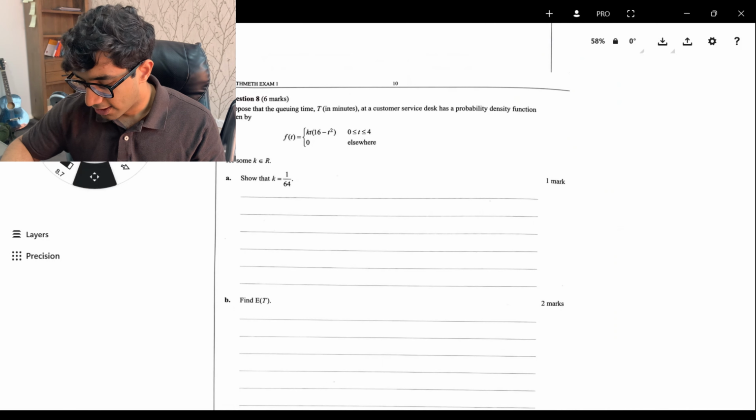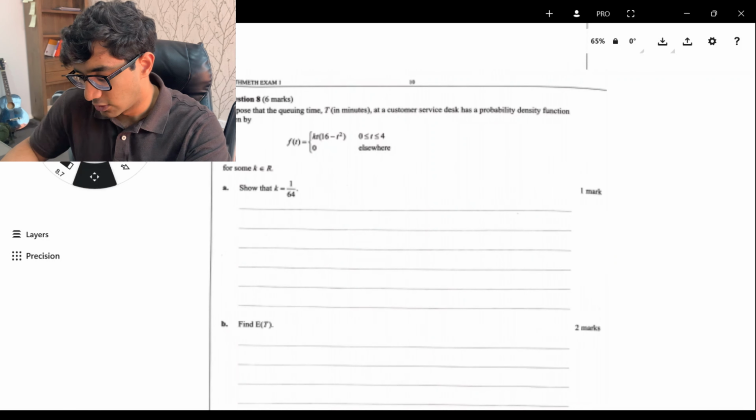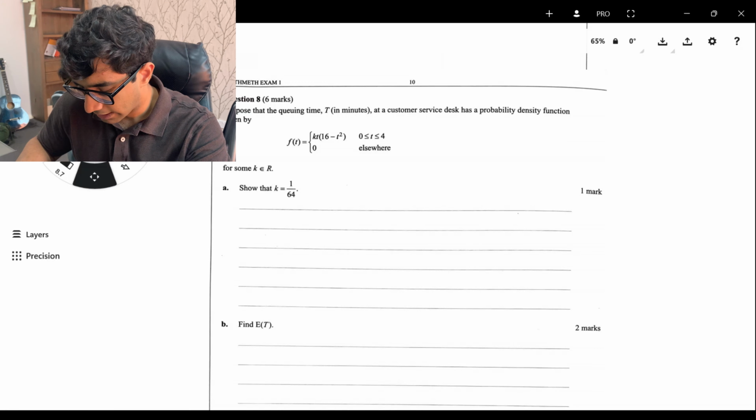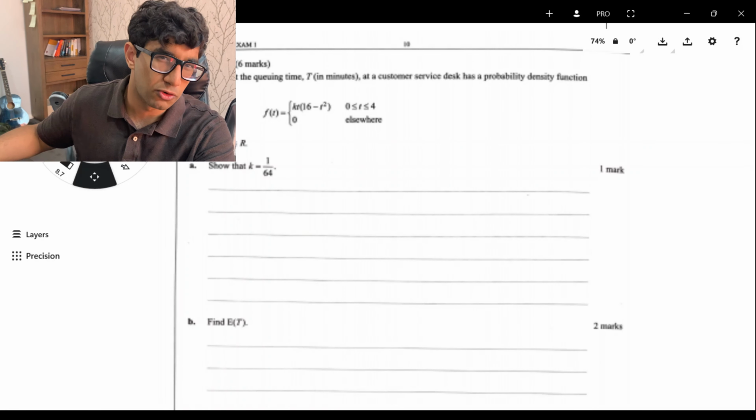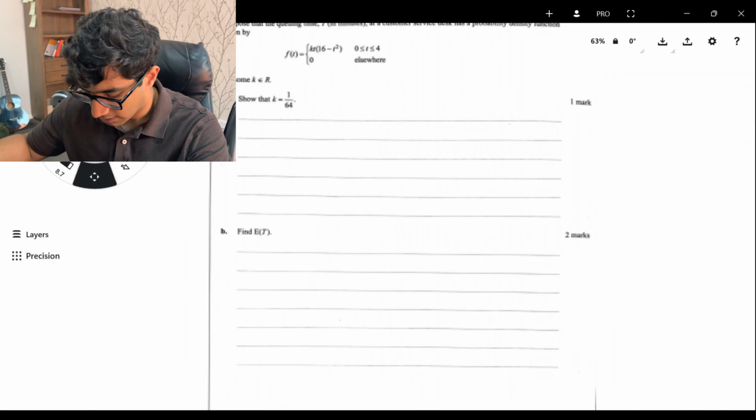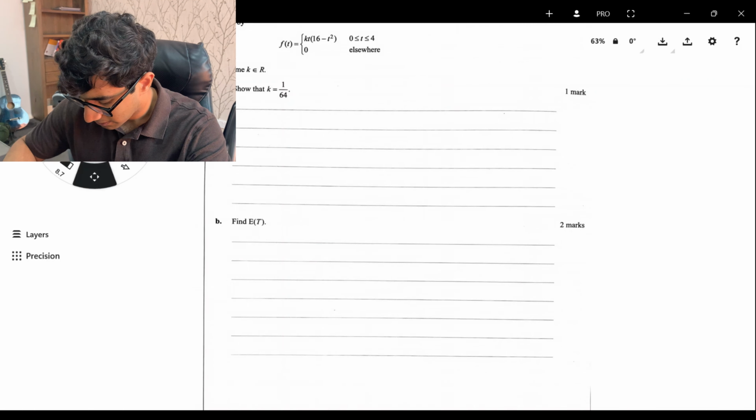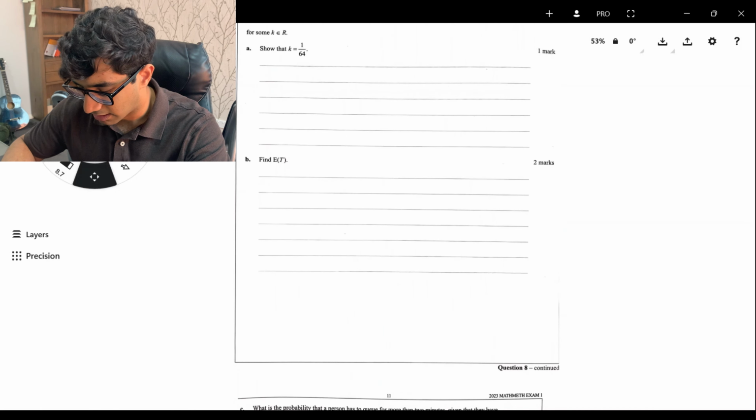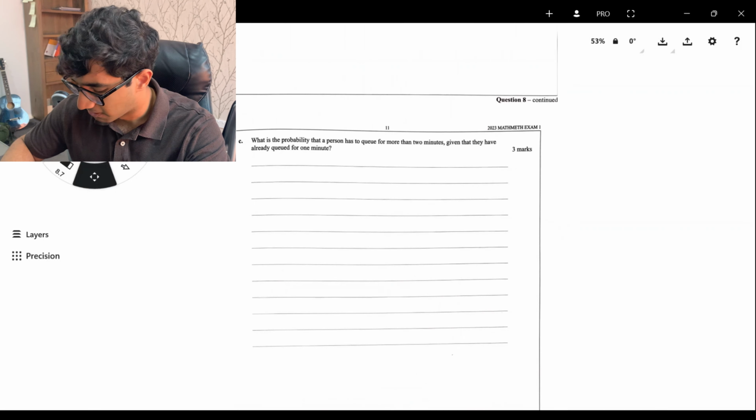Question 8, we have a continuous probability density function. Show that k is equal to 1 over 64, so the area under the graph has to be 1, that's fine. Find E of t, that's just integrating, basically. What is the probability that someone has to queue for more than 2 minutes given they have already queued for 1 minute? That's just going to be conditional probability. That should be fine to do.